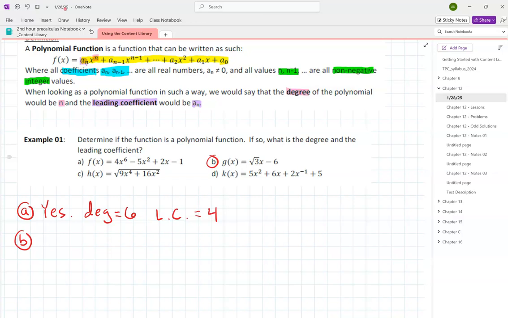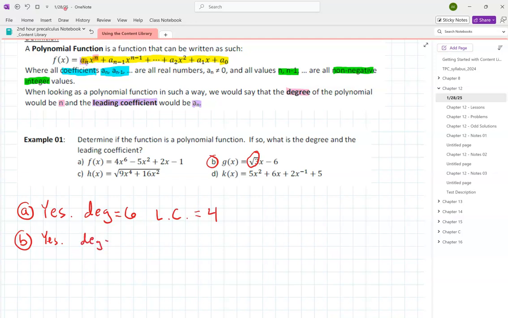B. So g of x is equal to the square root of 3 times x minus 6. Is that a polynomial? What do you think? You say no, why not? Well, the square root of 3, that's just a number, right? And it's just being multiplied to the variable, right? Are the coefficients allowed to be any real number? Yeah. So is this a polynomial? Yeah, it is.